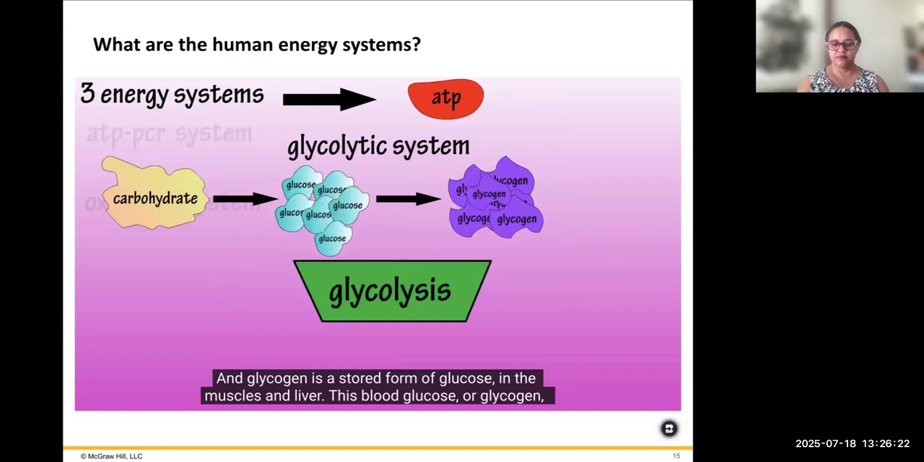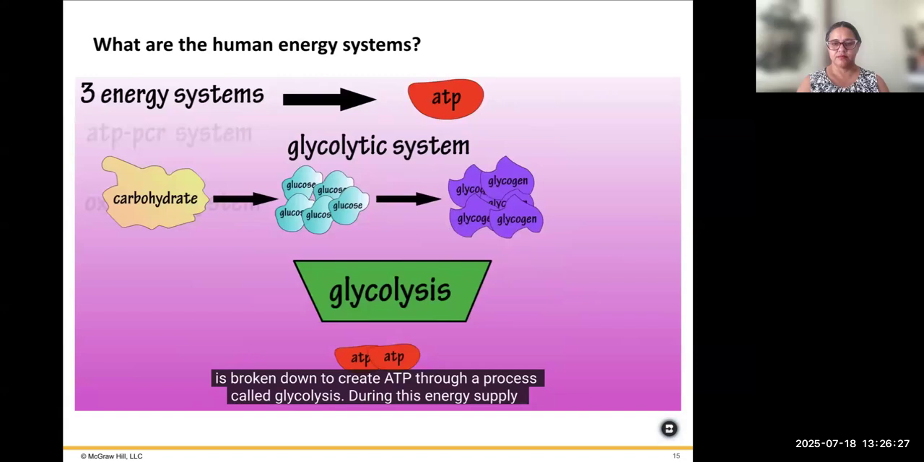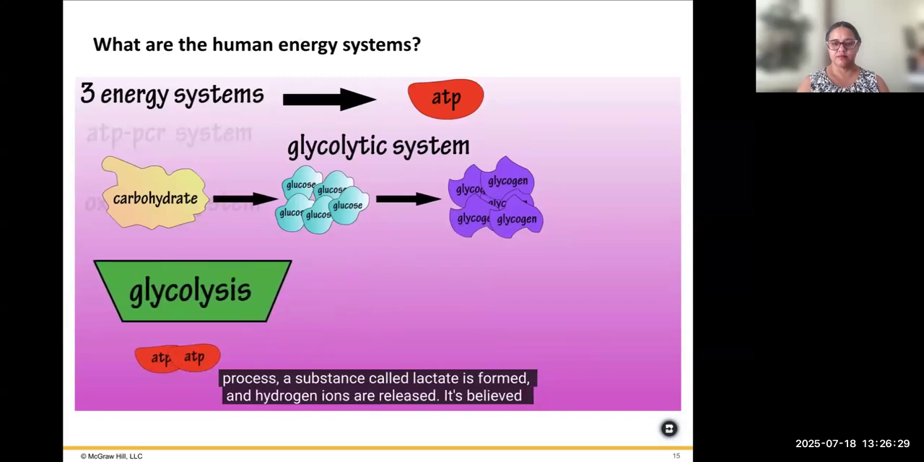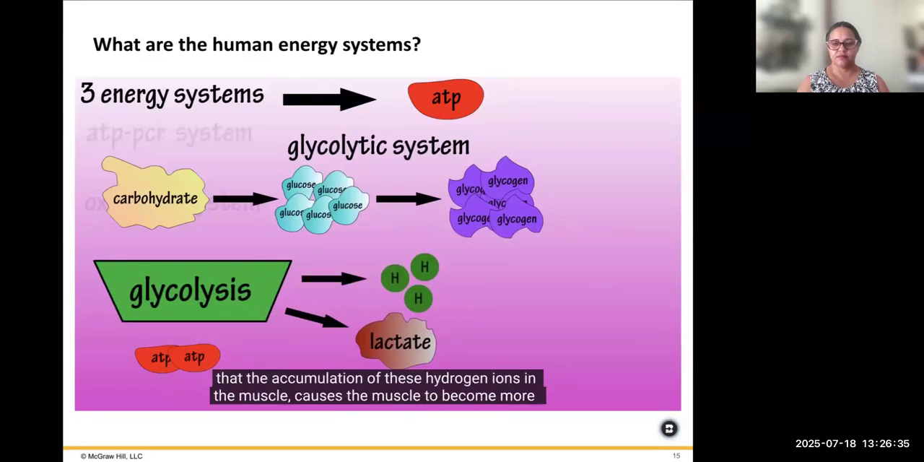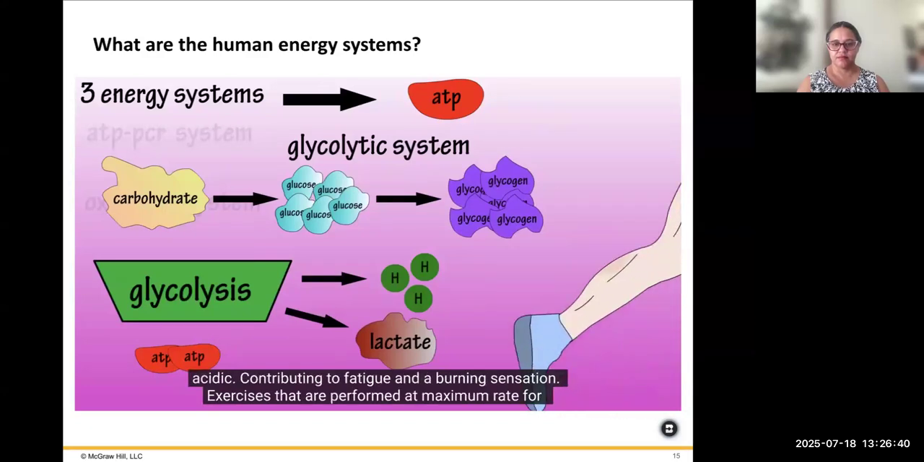This blood glucose, or glycogen, is broken down to create ATP through a process called glycolysis. During this energy supply process, a substance called lactate is formed and hydrogen ions are released. It's believed that the accumulation of these hydrogen ions in the muscle causes the muscle to become more acidic, contributing to fatigue and a burning sensation.